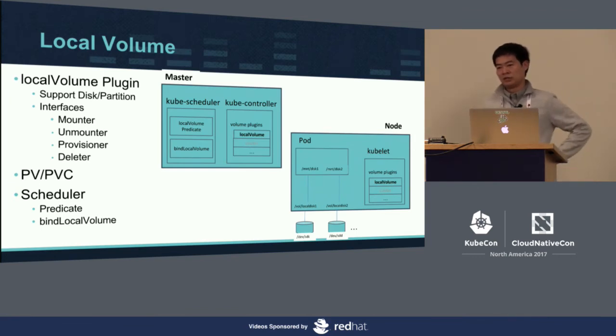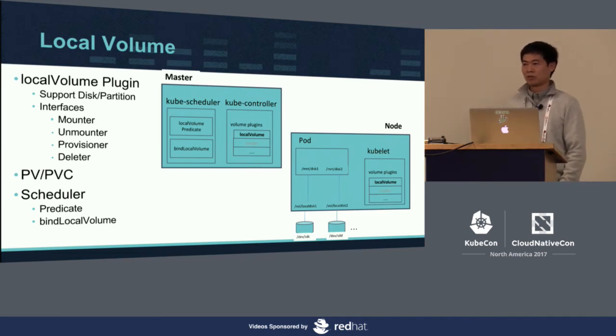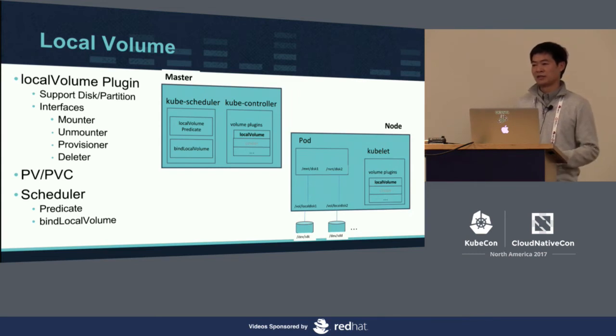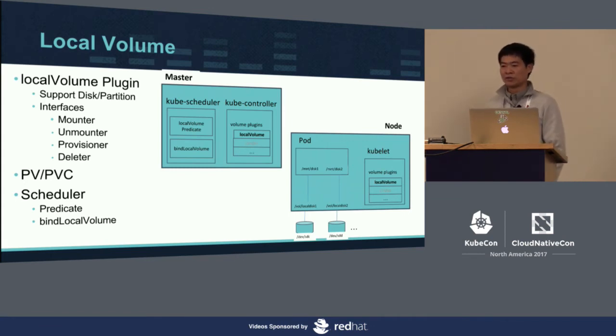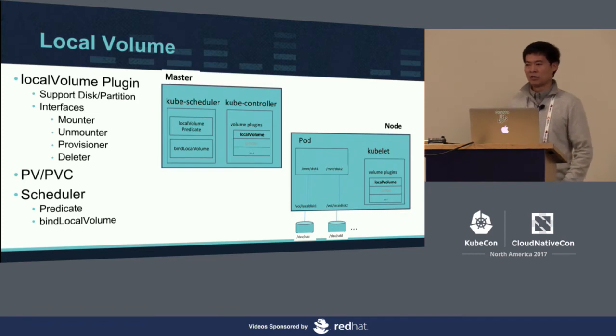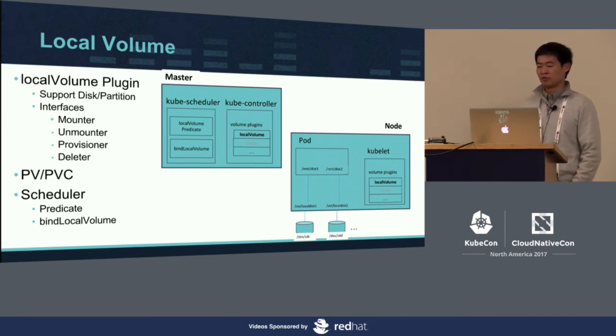The last part is changes in the scheduler. The reason is that local volume PV and PVC binding is special. It's not the same as other network volume PV and PVC binding. Whenever a local volume PV and PVC are bound, it means that the node is also selected. This will break the later pod scheduling policies. So for this reason, we postpone the PV and PVC binding to the scheduler instead of the PV controller.